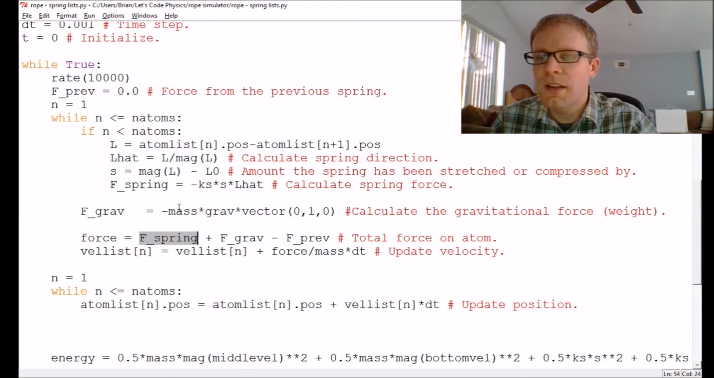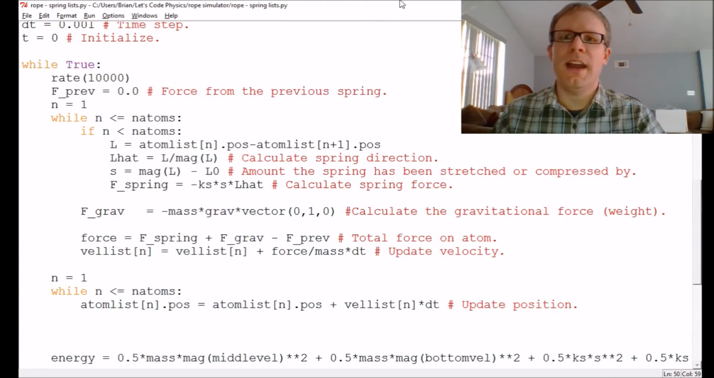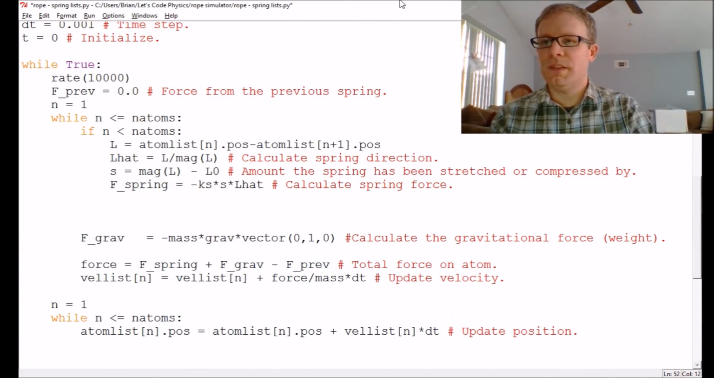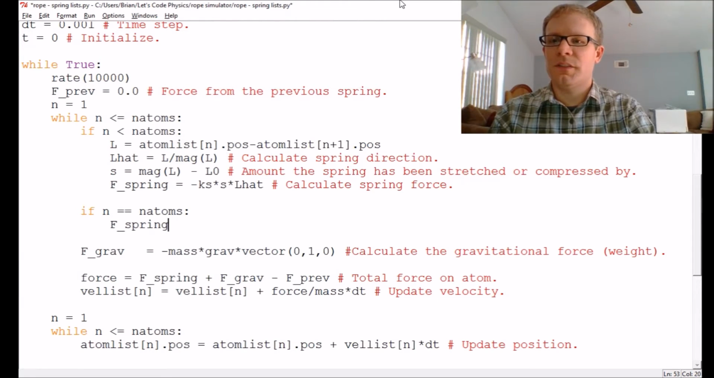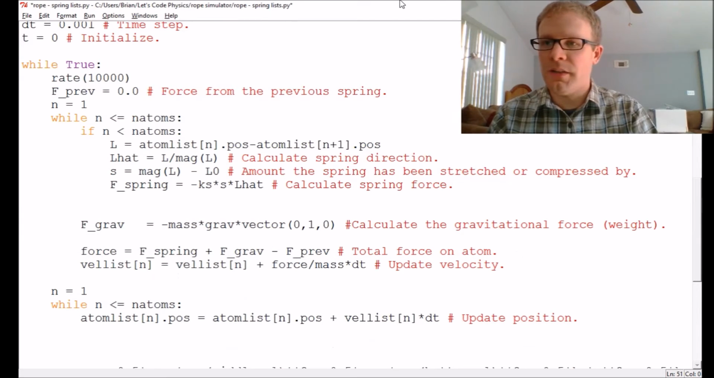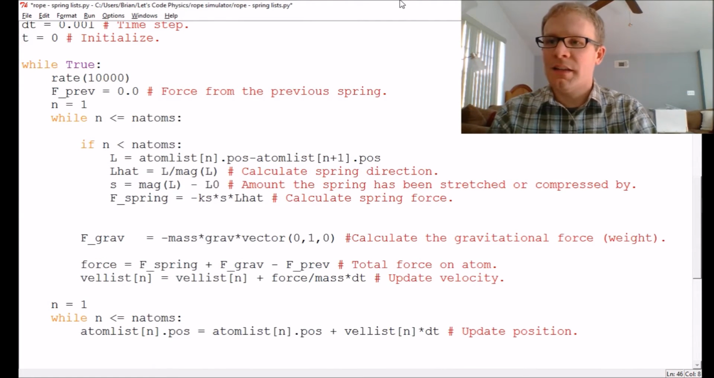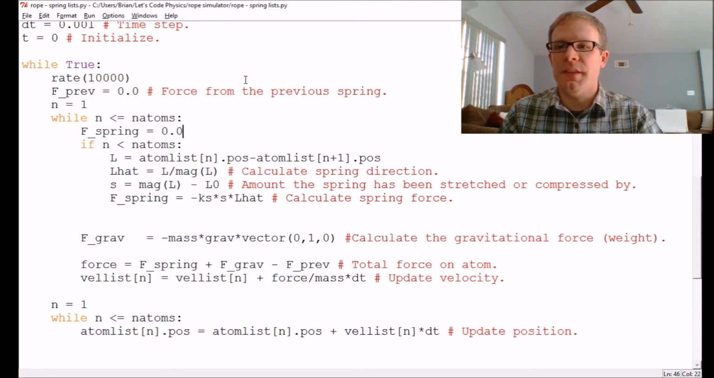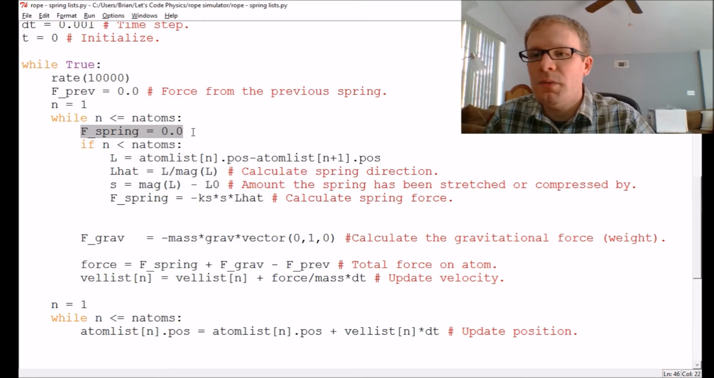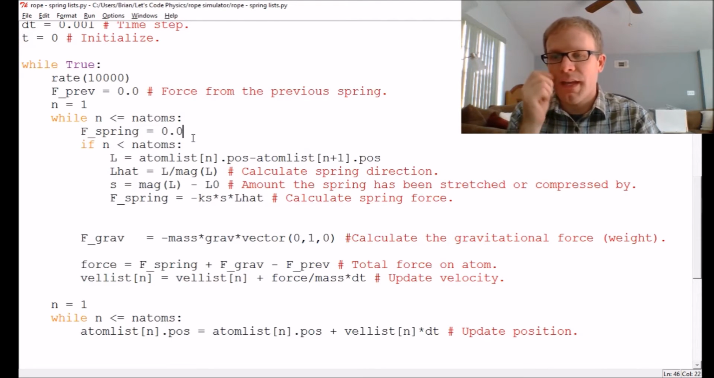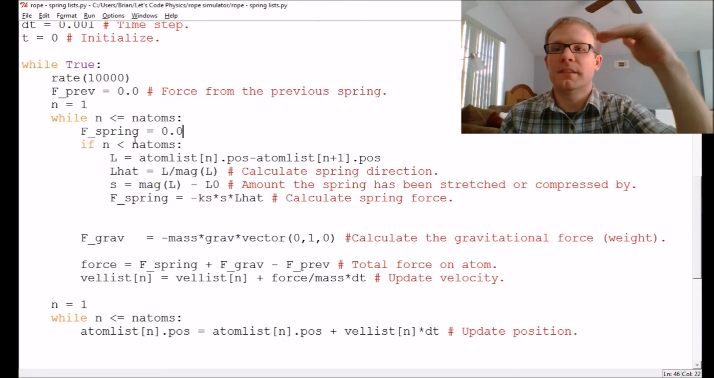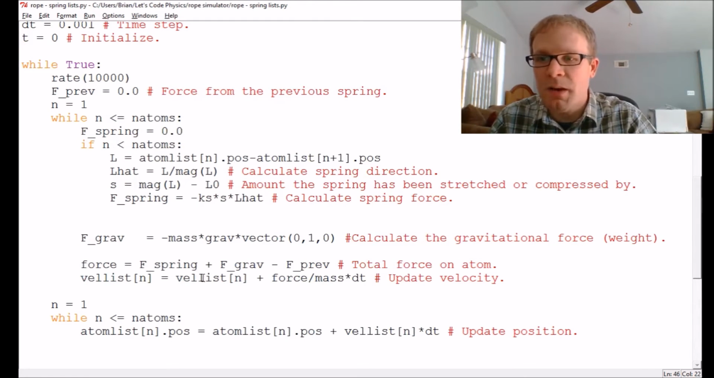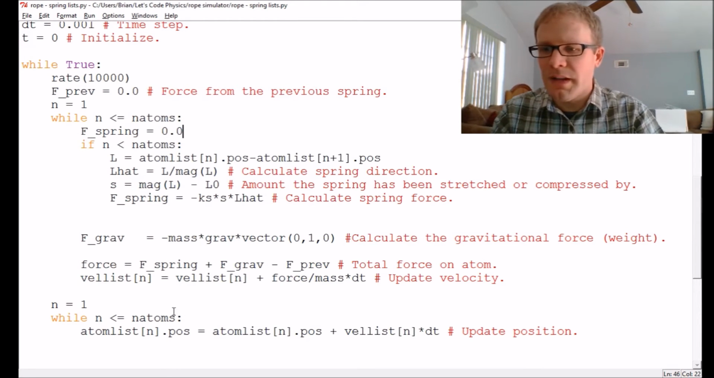And so I think the way we'll do that is we'll simply say if n equals number of atoms, then F... Oh, actually, there's an even easier way to do that. We can reset F spring equal to 0 here. And then I don't have to set up another if then. So it'll run through, it'll set F spring equal to 0, and then it'll simply say if n is less than the number of atoms, it does the spring calculation. If n has reached the number of atoms, then it doesn't worry about that anymore, and F spring will be 0. Cool. I think that's a little bit cleaner way to do that.